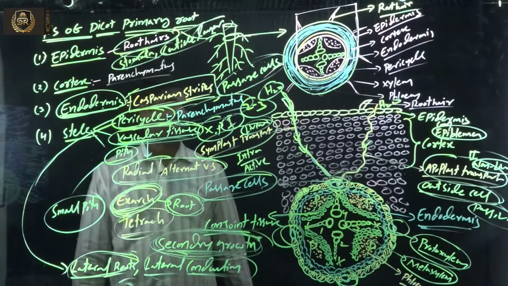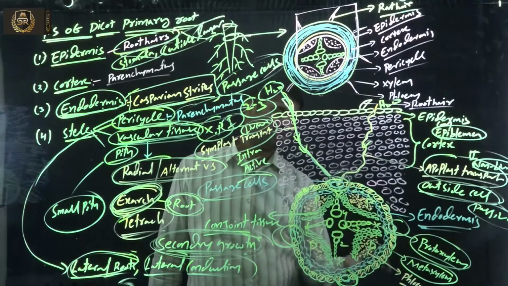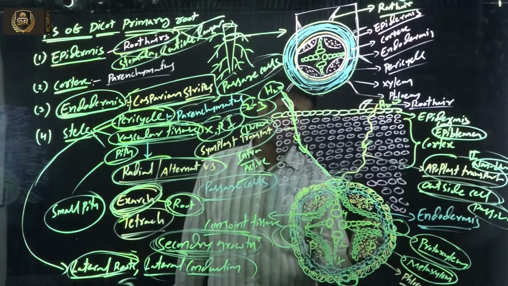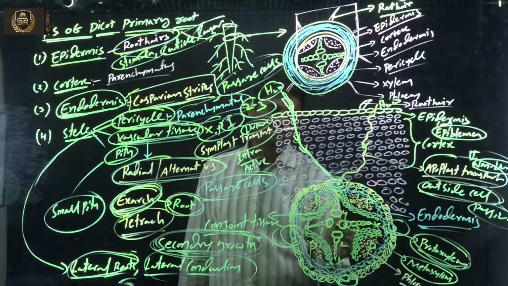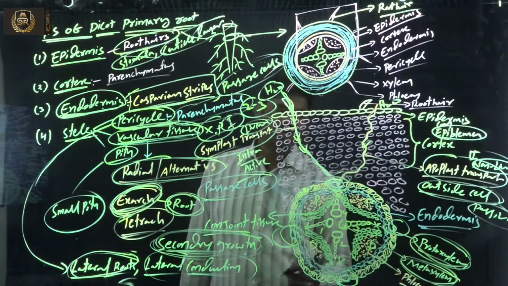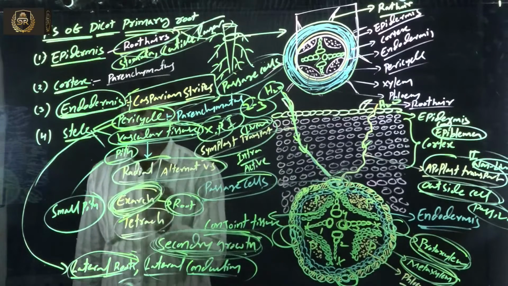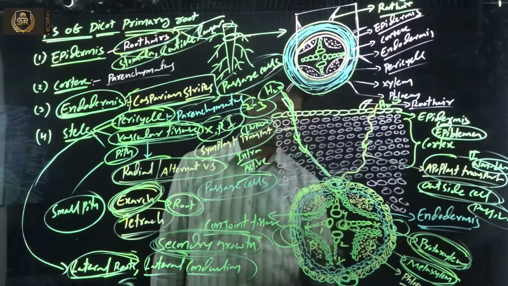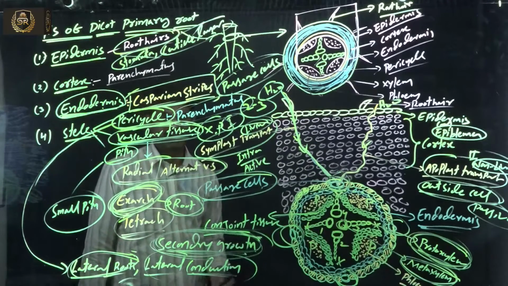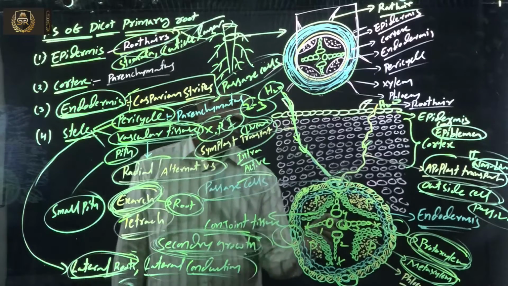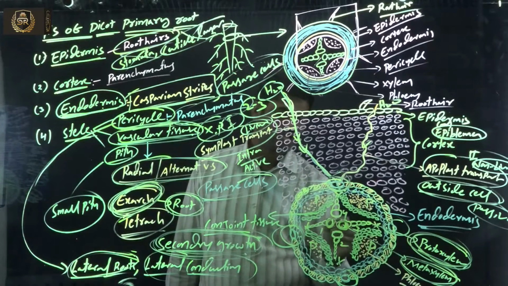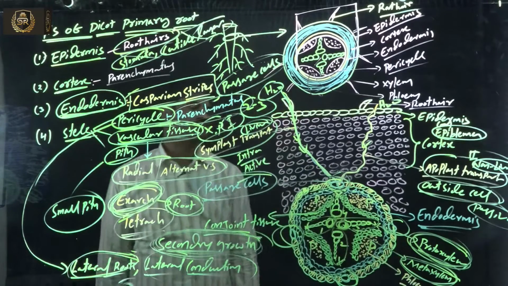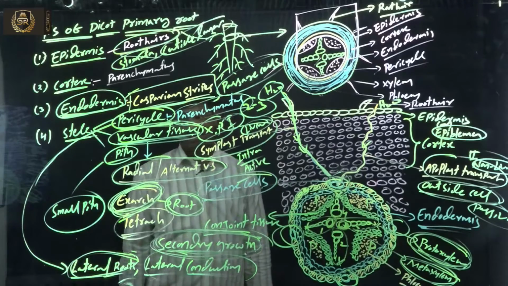And exarch condition. Exarch condition means protoxylem outside, metaxylem inside. This condition is called exarch xylem vessels. Then tetrarch condition. Tetrarch means four xylem vessels are present: one xylem vessel, one, one, so four xylem vessels. This is called tetrarch condition.